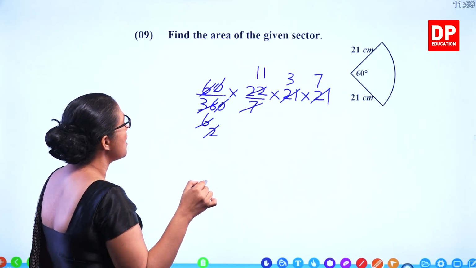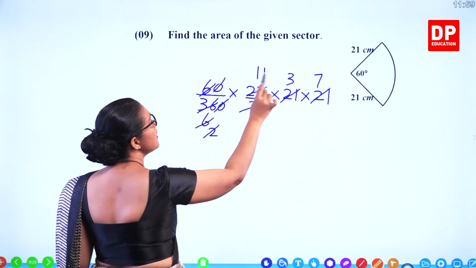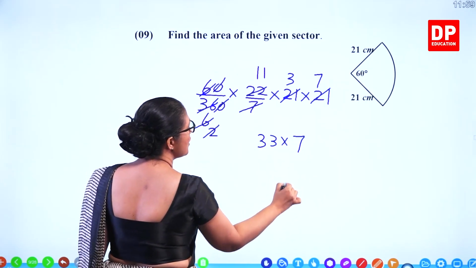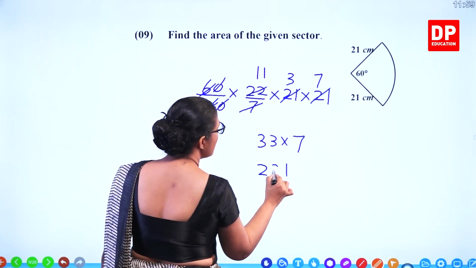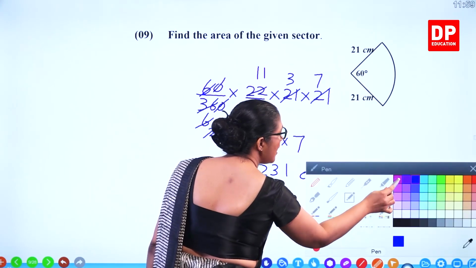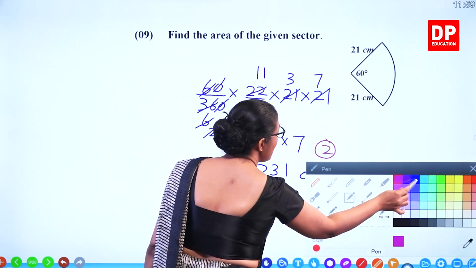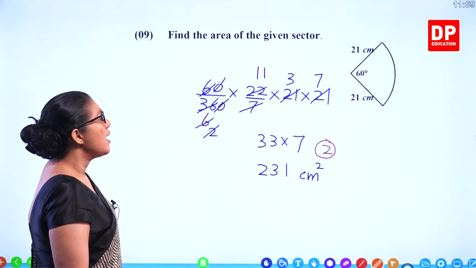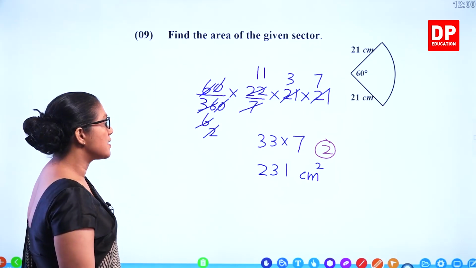So 7 times 3, 21, into 11 or 33 times 7. 7 times 3, 21. 7 times 3, 21 plus 2, 23. So 231 square centimeters is the area of the sector. 2 marks. If the answer is correct, you get all marks. But if the method is correct and the answer is wrong, you get half of that, 1 mark.